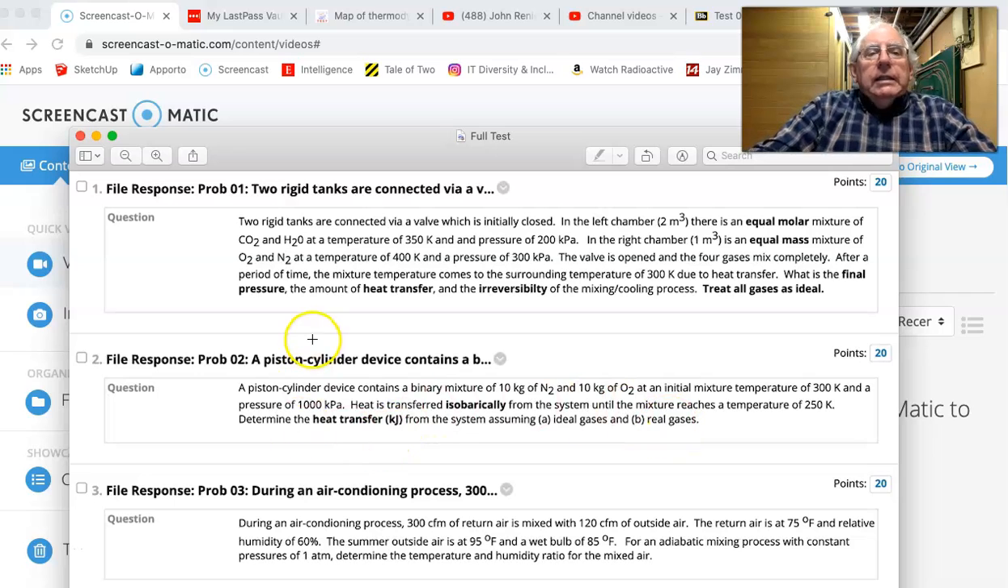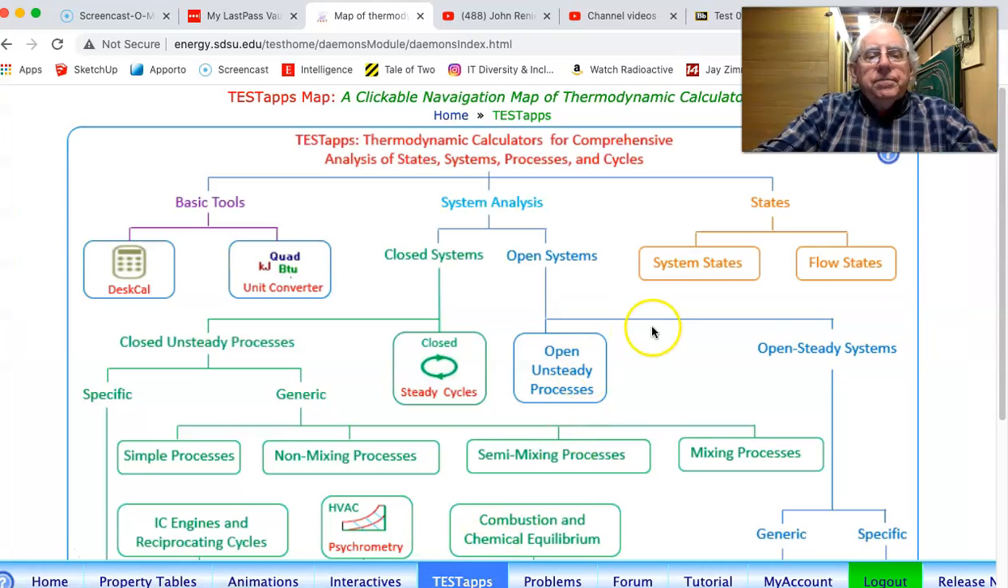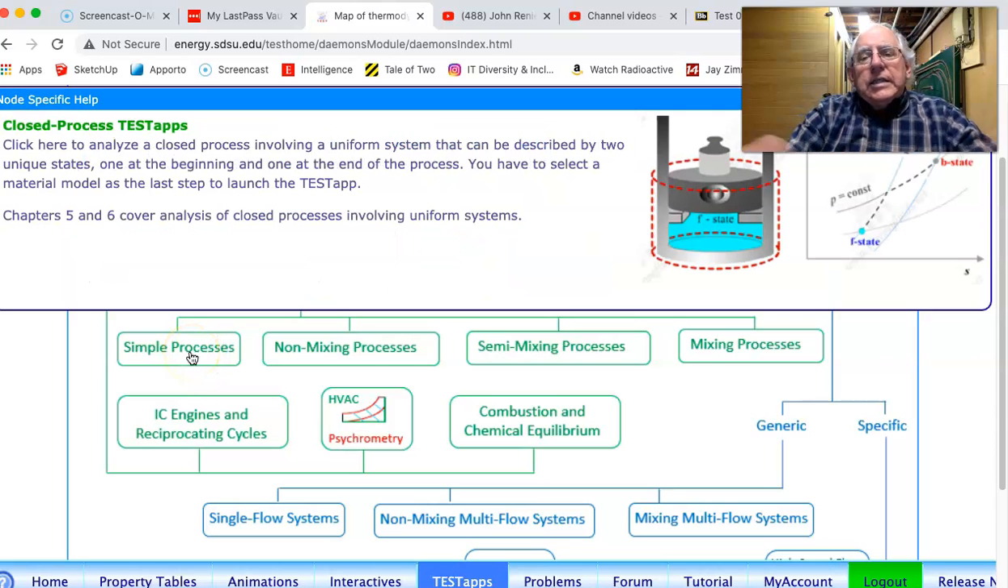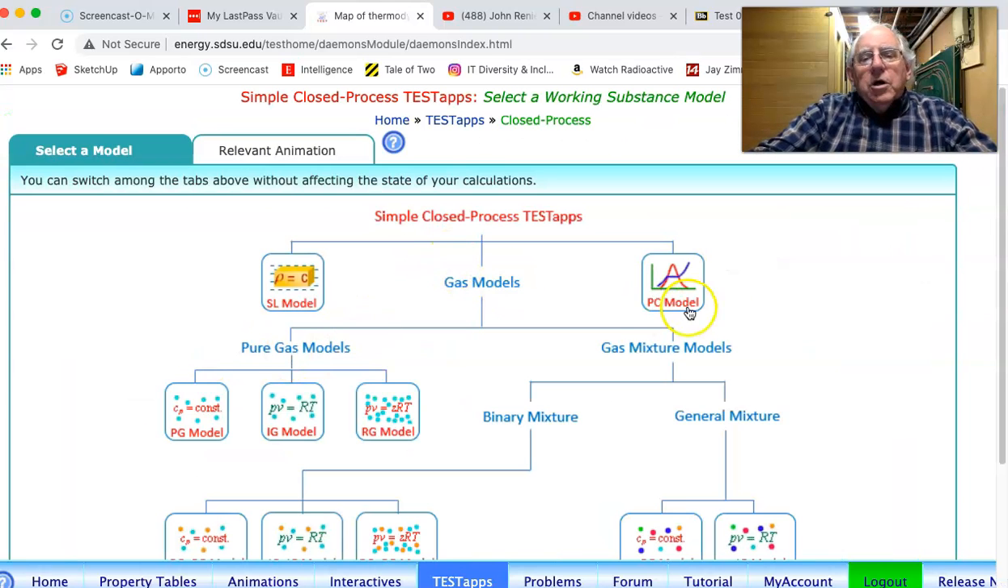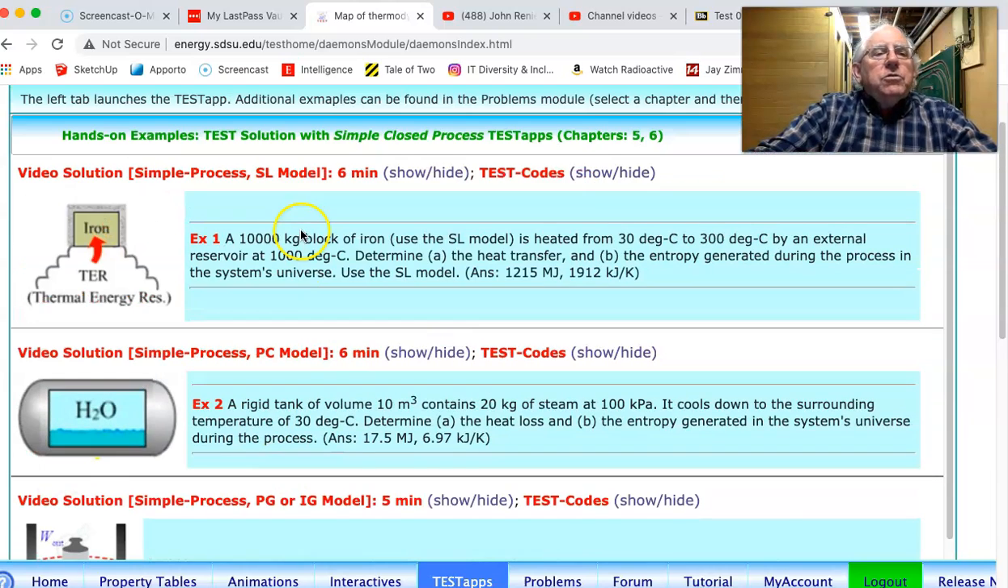Okay, so this particular problem is a closed system. It is a closed system with a binary gas, and so it's just a simple process going on. It is not a mixing problem because they're already mixed. And so what we do have to assume is that we have a gas mixture that's binary in nature, and we're first of all going to look at the ideal gas version and then the real gas version. And so we'll select the ideal gas one first.